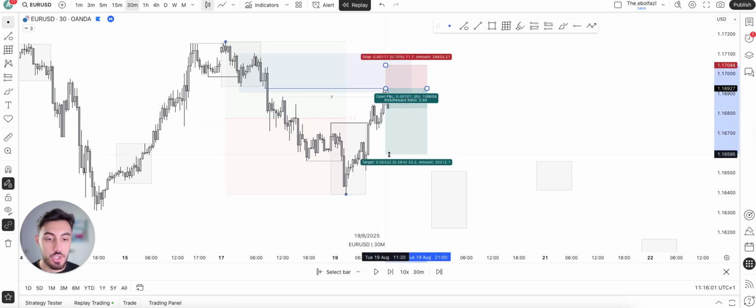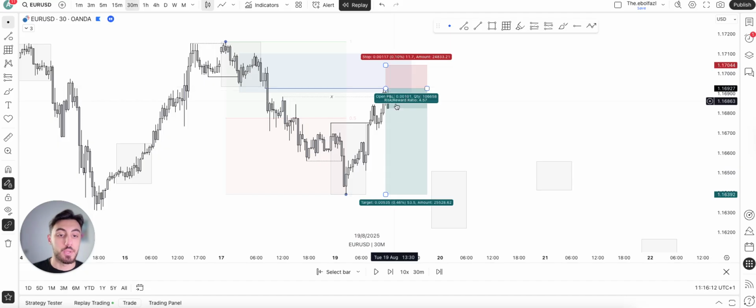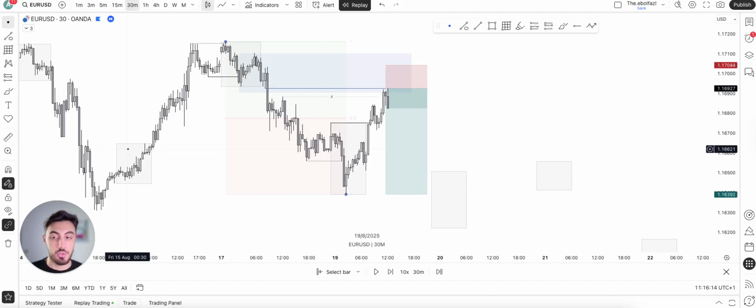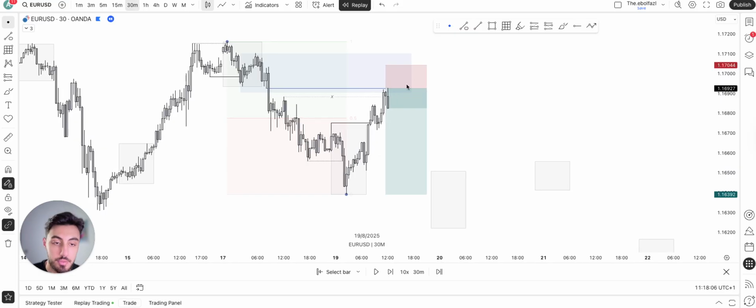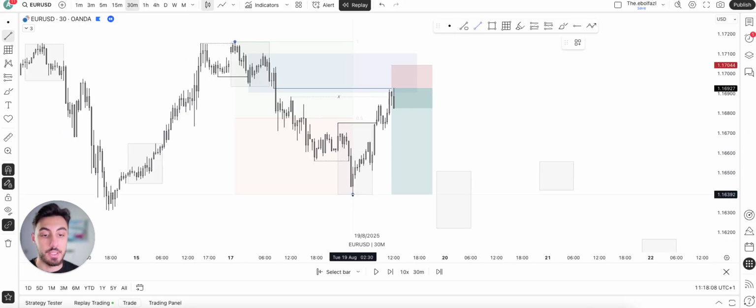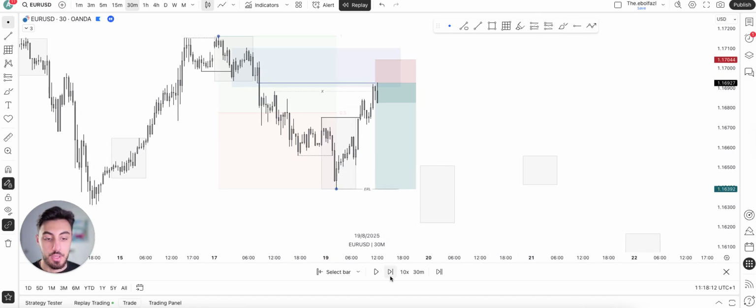Now, we can enter here, because price has taken out the internal liquidity. What we can see here is price tapped into the high time frame POI, and we can expect price to reverse toward the external liquidity. We are in the premium area, the internal liquidity has been taken out, and price tapped the high time frame POI. Now we can expect to go for the external range liquidity. So now I'm going to play the market.